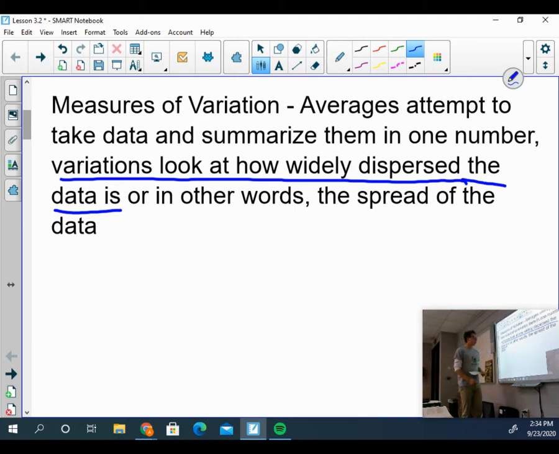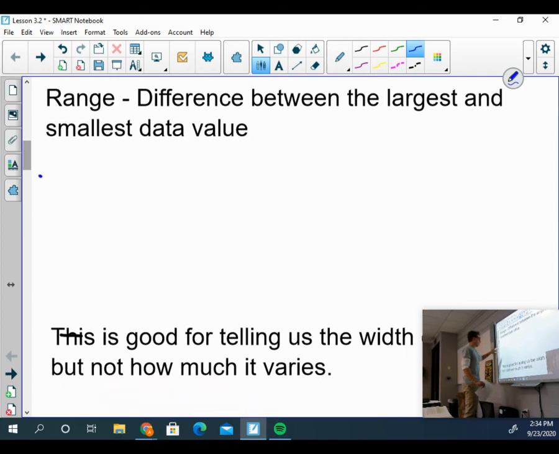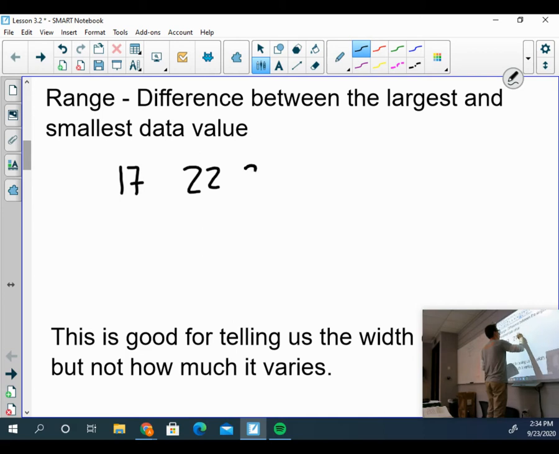Okay, so what are some examples of measures of variation? We know mean, median, and mode are measures of central tendency. Well, how do we measure variation? One of those measures is range. And you actually probably will be pretty familiar with what the range is. The range is the difference between the largest and the smallest data value. Let's look at an example. Let's say I was attempting to throw more passes.